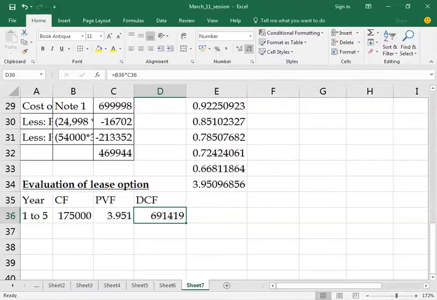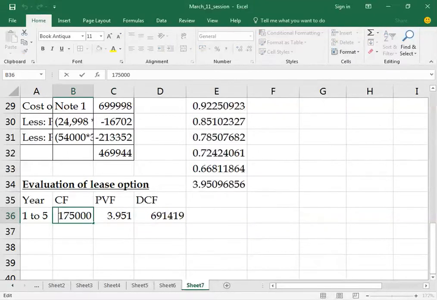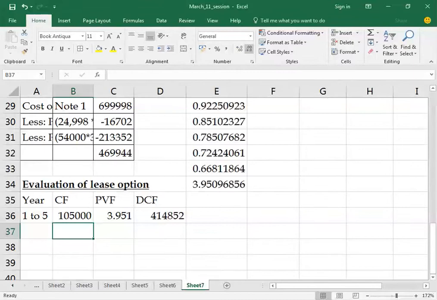Your lease rental is a tax deductible expense, so be careful about that. It is not 25% of the cost of the asset. Your taxes are a very important decision. 25% of 7 lakhs, or 6,99,998, into what is the tax rate? Into 0.6. Your expense is not 1,75,000, it's 1,75,000 into 0.6. It's 1,05,000.